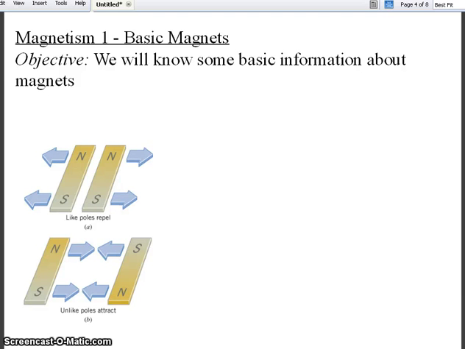Good morning, class, and welcome to this lesson on Magnetism 1, Basic Magnets. Today, we will learn some basic information about magnets.